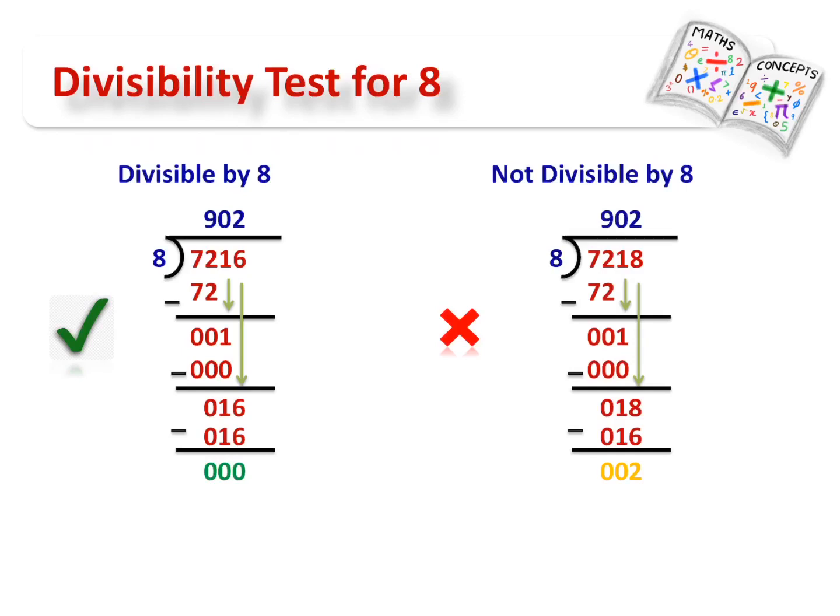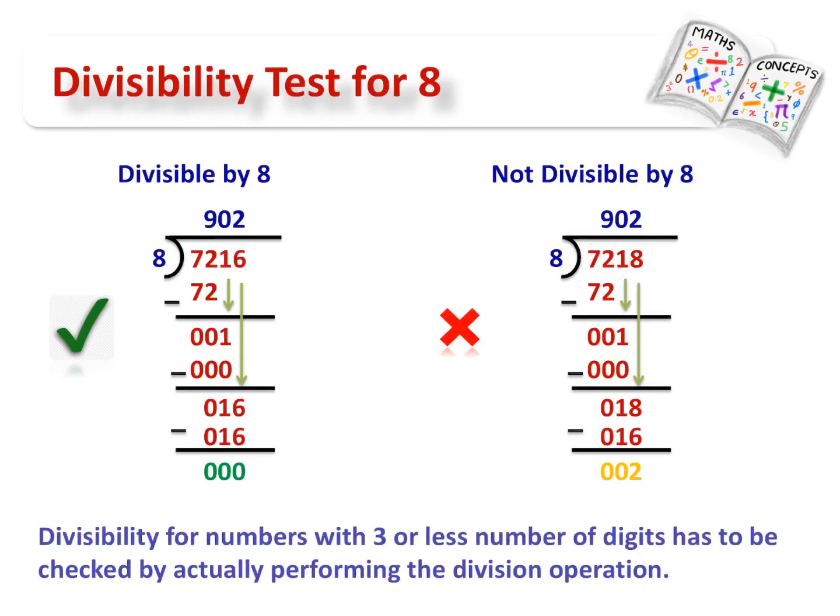Okay, our next point: divisibility for numbers with 3 or fewer digits has to be checked by actually performing the division operation. Okay, this divisibility test applies only to numbers with more than 3 digits.